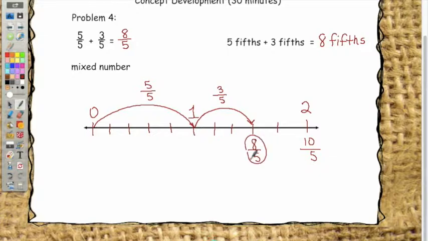But how do I write that as a mixed number? 1 and 3/5. Now, I want to remind you of that cool little trick for when you get confused on your mixed numbers, okay? So since this 8/5 is really a division problem, correct? I can do 8 divided by 5. So go ahead and write that down. How many will be in each group? 1.